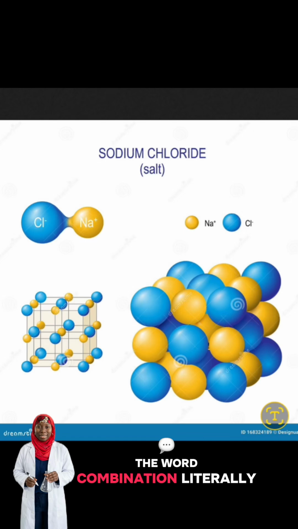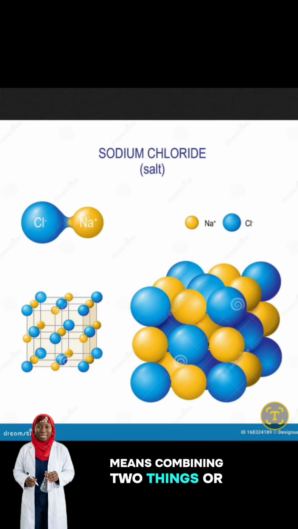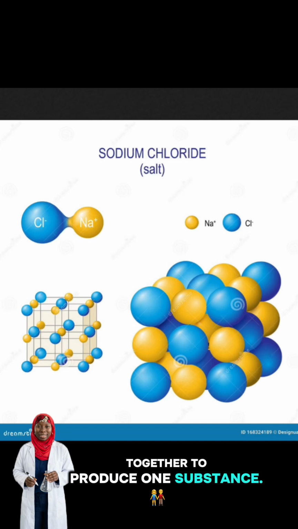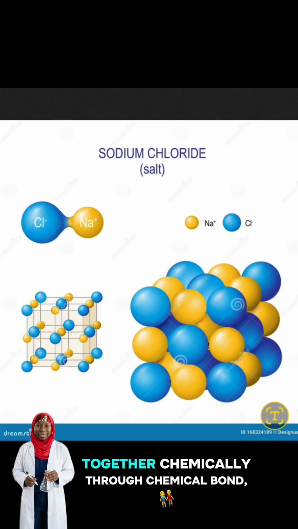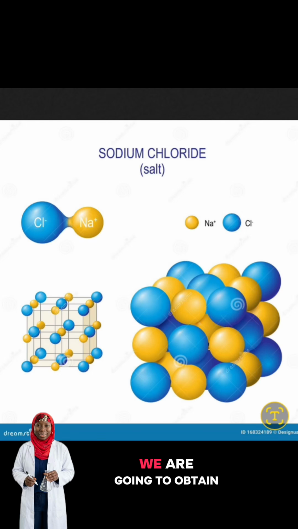The word combination literally means combining 2 things or 3 together. So the same in chemistry, when 2 things combine together to produce one substance, we call that kind of chemical reaction combination reaction. You can see there we have chlorine represented by a blue ball. Then we have sodium represented by a yellow ball. When the two combine together chemically through chemical bond, we are going to obtain sodium chloride, a simple compound called sodium chloride. That's simple, right?